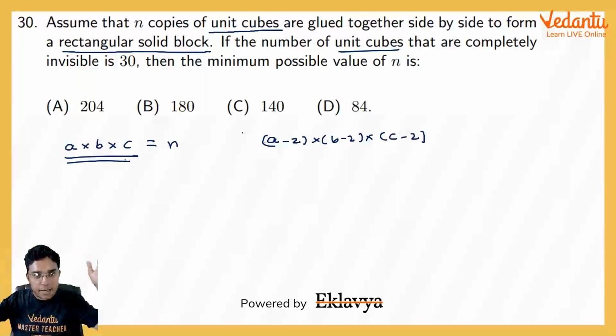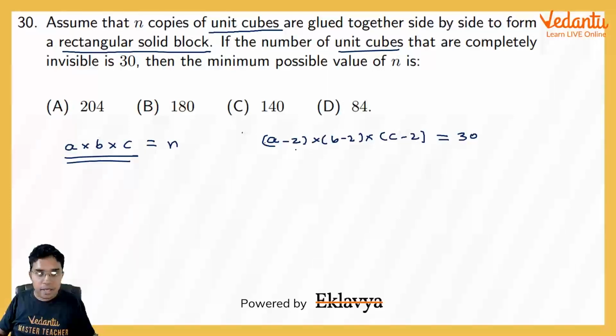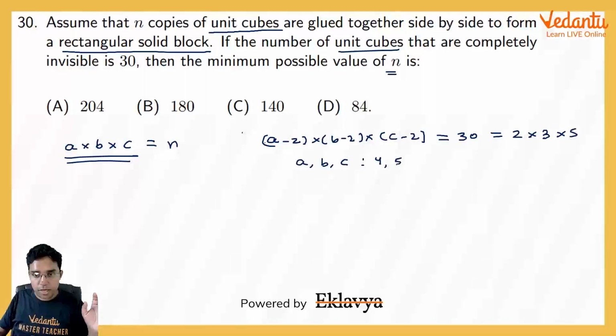So inside that block, the number of unit cubes that are invisible is given to us as 30. Now, (A minus 2)(B minus 2)(C minus 2) has to be an integer and 30 is also an integer, so we can now find what the possible values are, which will give me the minimum possible value of n. First of all, let me take 30 as 2 into 3 into 5, the product of 3 different prime numbers. So here A, B, C could be 4, 5, 7, which gives us n to be 20 into 7, that is 140.